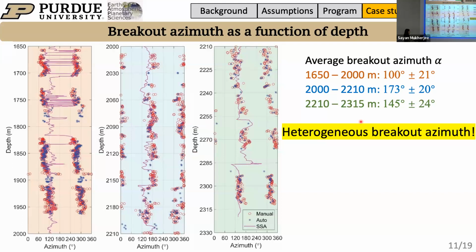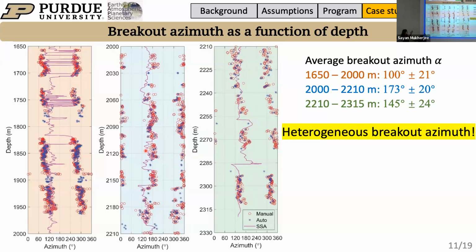So we indeed have a heterogeneous breakout azimuth, meaning that within each depth section the breakout is relatively consistent, but it changes between depth sections, which is pretty uncommon because normally we think that the breakout azimuth is very consistent along the depth. It has no depth variations, but in our case, that's not true.